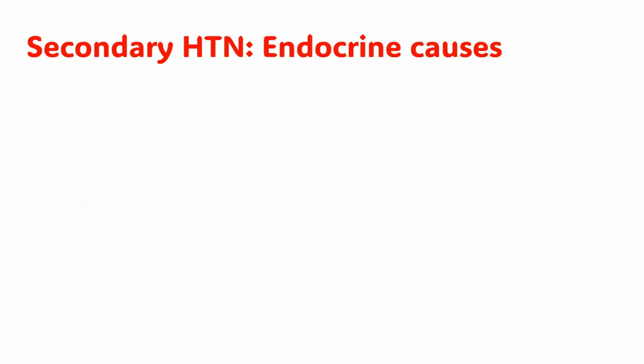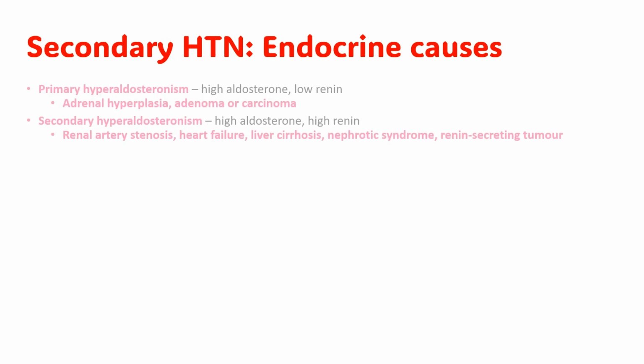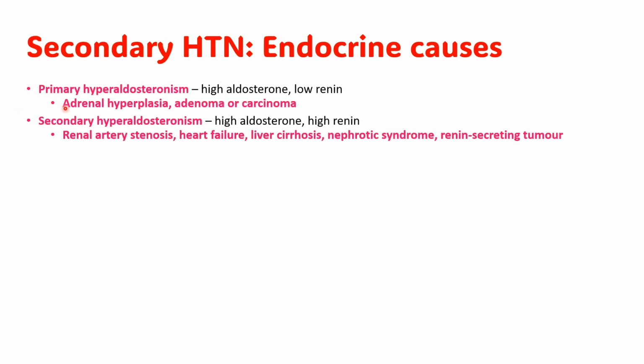Okay, so I just want to mention some endocrine causes, so some hormonal causes, because there is quite a few. First, we have primary hyperaldosteronism, which is typically caused by adrenal hyperplasia and adenoma, which are benign, or carcinoma. If you were to look at the bloods, you'd have high aldosterone, low renin. Then we move on to secondary hyperaldosteronism, seen in things such as renal artery stenosis, heart failure, liver cirrhosis, nephrotic syndrome, or renin secreting tumours.